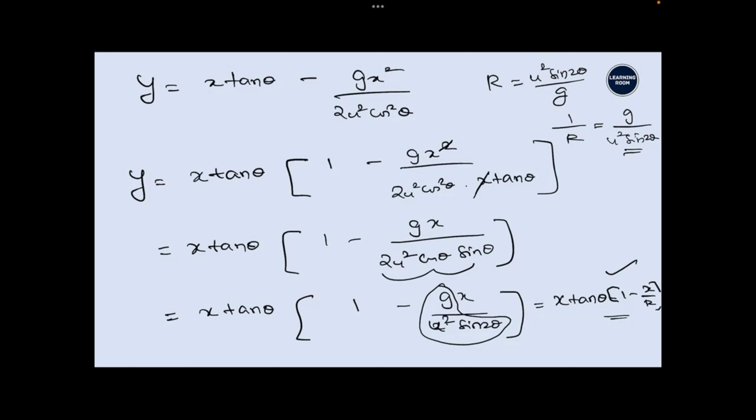So suppose in a problem they have directly given you the range and the x coordinate. Then you can obviously use this formula: x tan theta into 1 minus x by R. You know the range. Why do you want to sit and waste your time on the u square cos square theta? You can directly use it. Those who are online, are you able to understand? Yes, sir. Good.